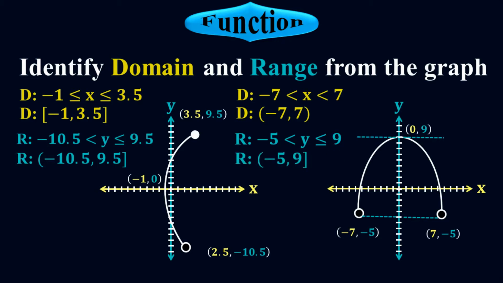Or to write it in ordered pair, -5, 9. I have a parenthesis because of the empty circles and a close bracket because of the vertex. One thing to be noted, whether you represent the domain and range in the ordered pair or the equality and inequality form, both are the correct ways to represent the domain and range of the function.